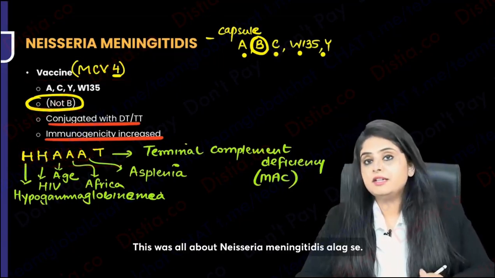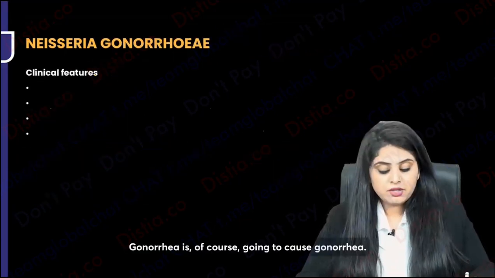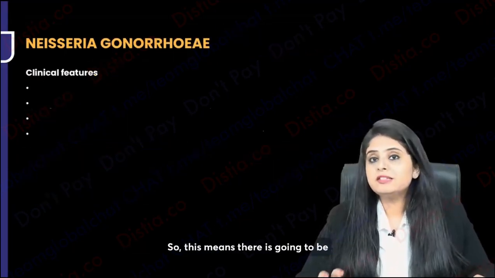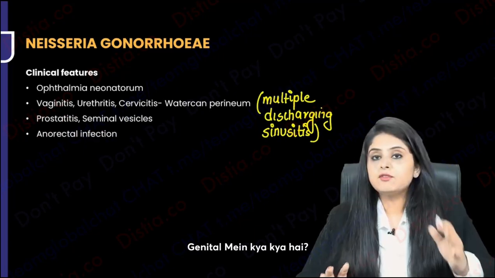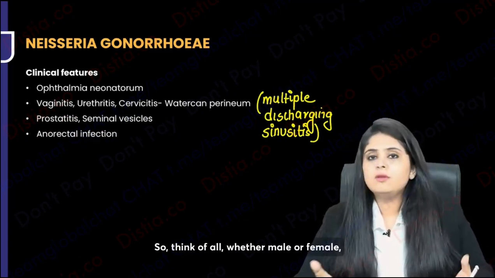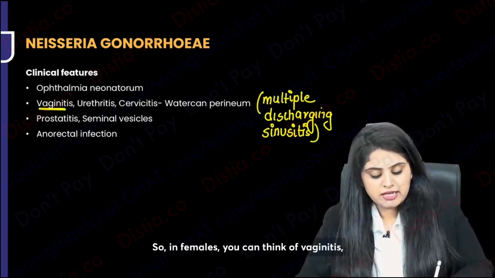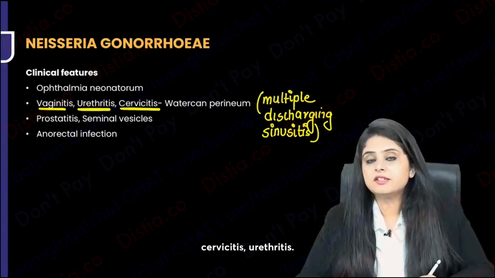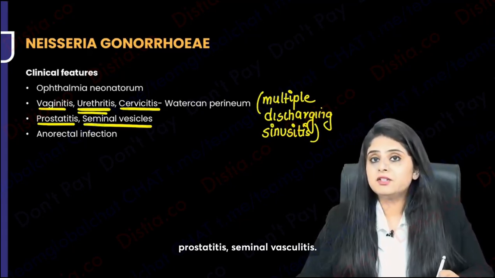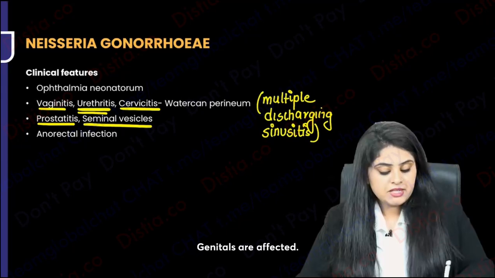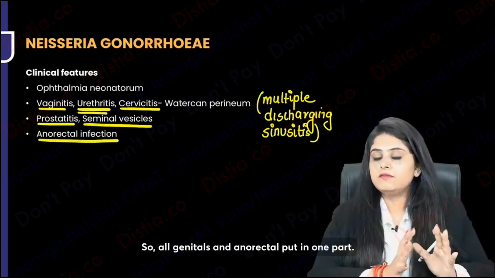This was all about Neisseria meningitidis separately. Now, what all do you have to know separately for gonorrhea? Gonorrhea is of course going to cause genital involvement. So what is there in the genitals? I've got you a list. Think of all the genitals, whether male or female. In females, you can think of vaginitis, cervicitis, urethritis. In males also, you can think of urethritis, prostatitis, seminal vesiculitis. Genitals are affected. Anorectal infection can be seen. So put all genitals and anorectal in one part.